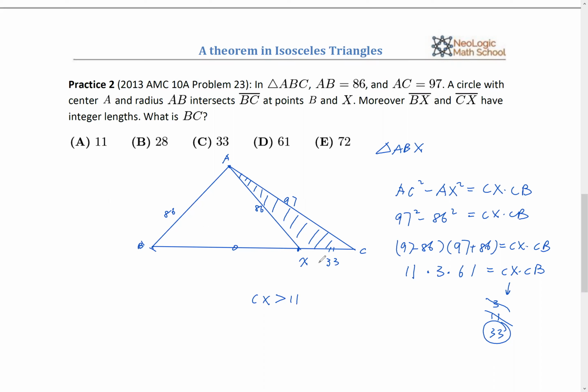Can CX be 61? You say, why not? Well, if CX is 61, then CB is 33. It doesn't make sense now because CX needs to be less than CB, right? Look at the graph. No, CX is shorter than CB. So, okay, I think we can settle right here. CX equals 33, CB equals 61. Let's go. That's it, right?